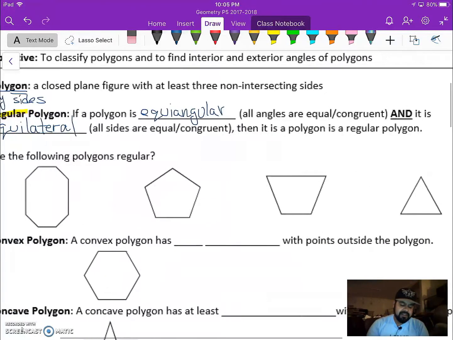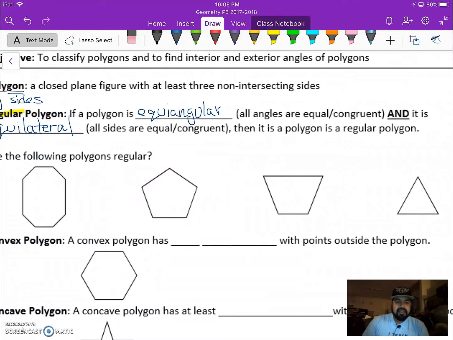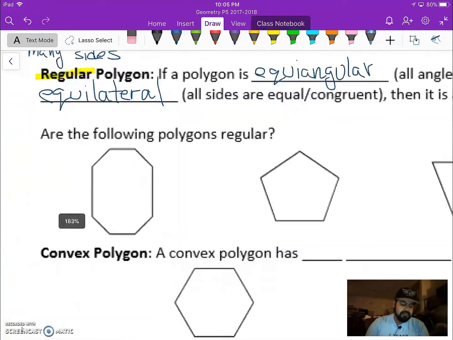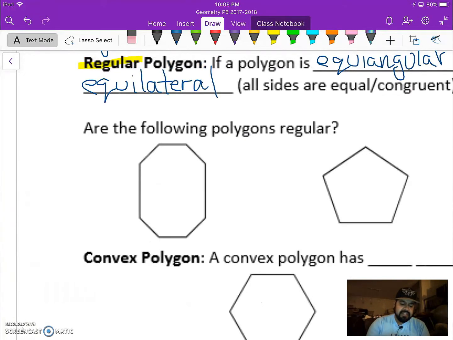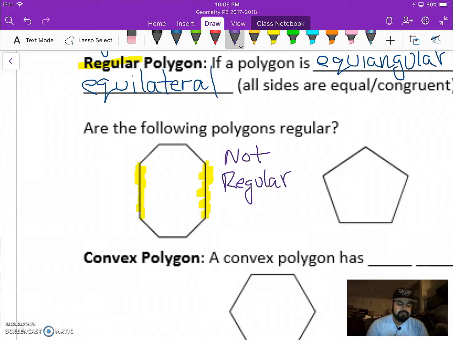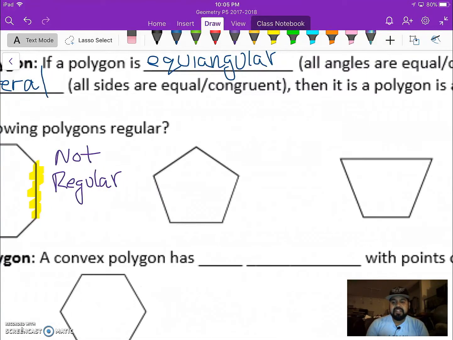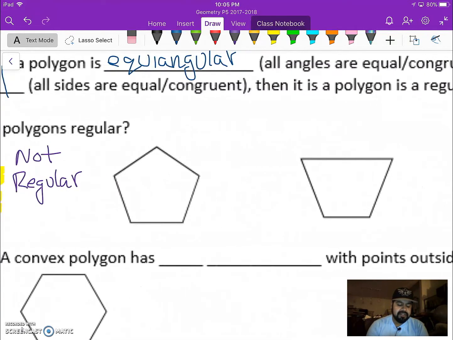So looking at the examples here, are these polygons regular? Well, right away on the first one, I notice that these two sides here are not the same length as the rest of the sides. They all have to be congruent. So for this one, we are going to say it's not regular. For this one here, we notice that all 5 sides are congruent, and if you recognize the shape, you know it is a pentagon. So therefore, yes, it is regular.